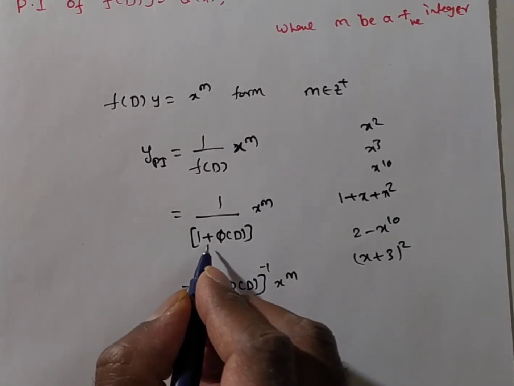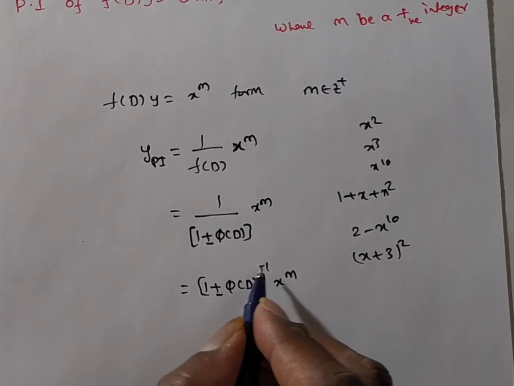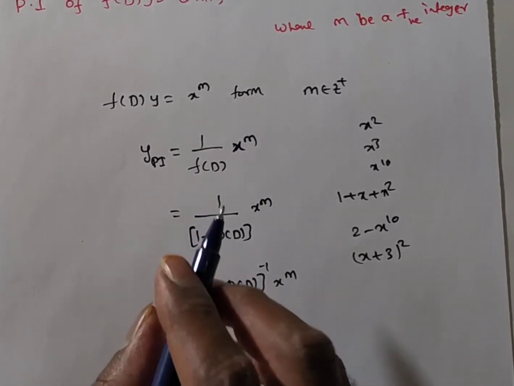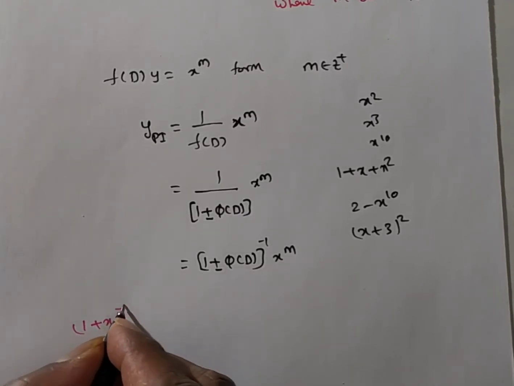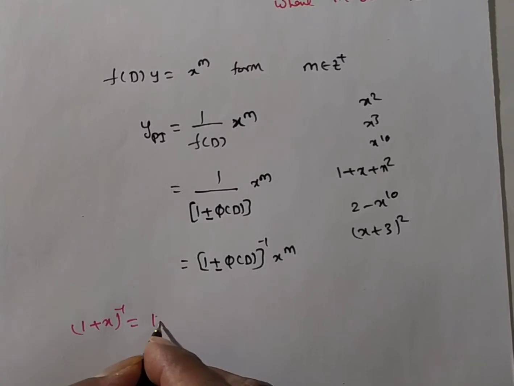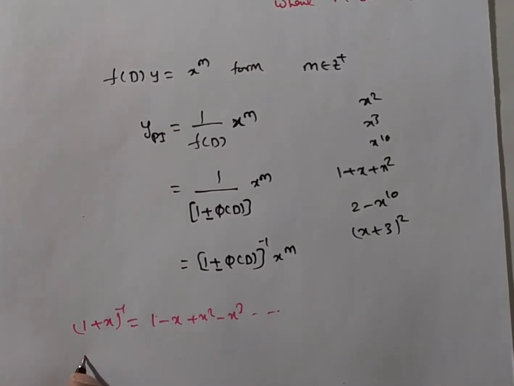You may get 1 plus or minus phi(D) to the power n also, sometimes, based on the given equation. That is based on f(D). Now you see what binomial expansions we mainly have. You see the (1 + x) inverse formula: (1 + x)^-1 = 1 - x + x square - x cube and so on. Next, (1 - x)^-1 = 1 + x + x square + x cube and so on.